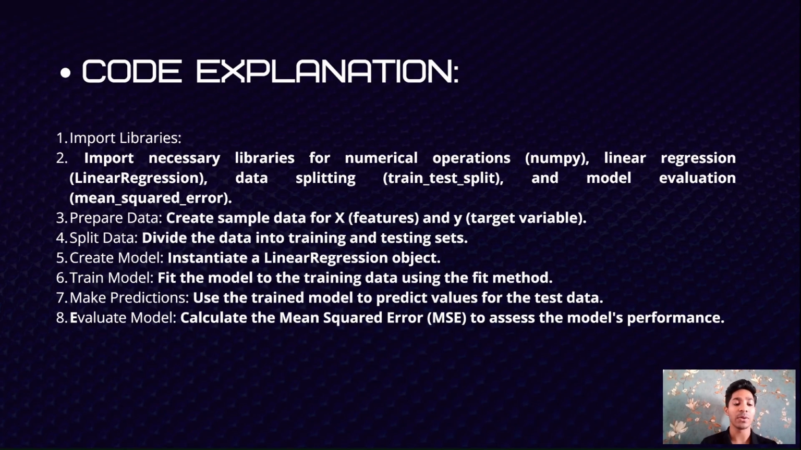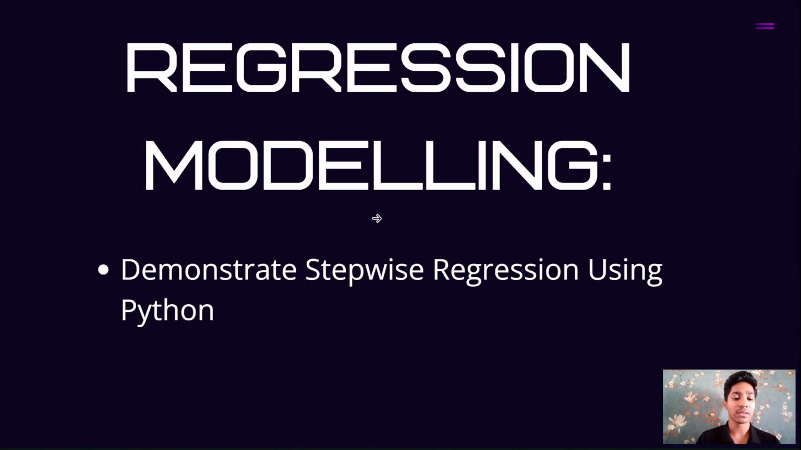In the sixth step, we train the model. Training the model is a process in which we fit the model to the training data using the fit method. And seventh is make predictions. In this step, we use the trained model to predict values for the test data. Then the final step is evaluate model. In this, we calculate the mean squared error to assess the model's performance. So this was about model evaluation.